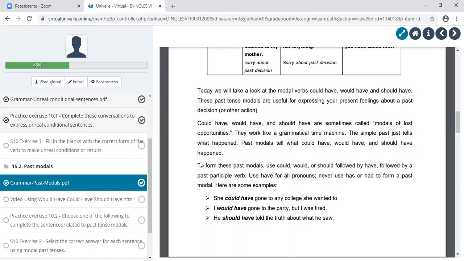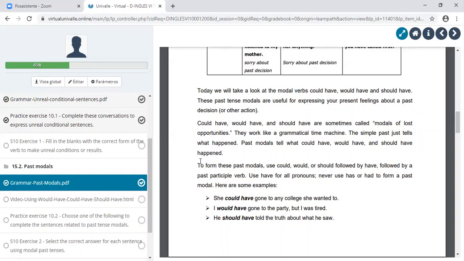Today we will take a look at the modal verbs could have, would have, and should have. These past tense modals are useful for expressing your present feelings about a past decision or other actions. Could have, would have, and should have are sometimes called modals of lost opportunities. They are like a grammatical time machine. The simple past just tells what happened. Past modals state what could have, would have, and should have happened. To form these past modals, use could, would, or should followed by have, followed by a past participle verb.